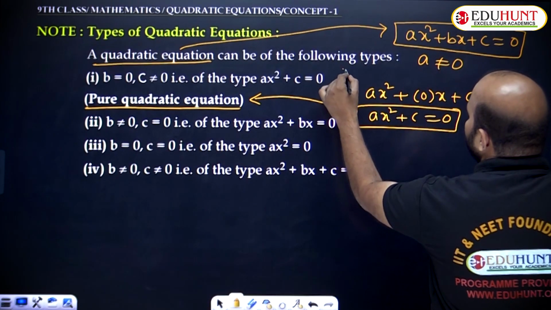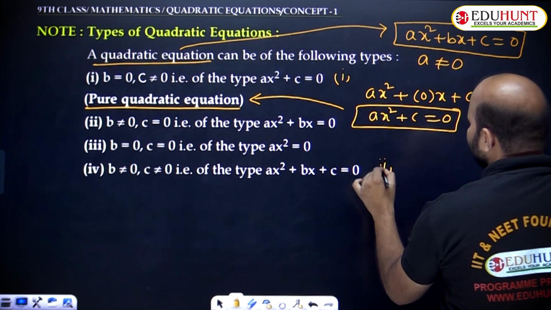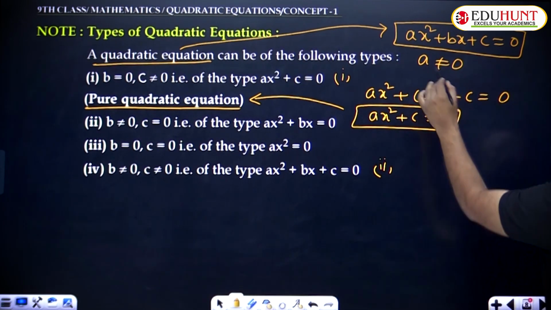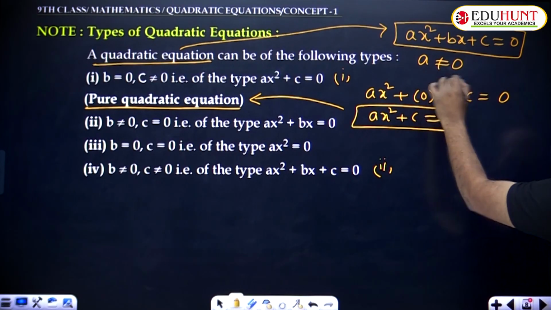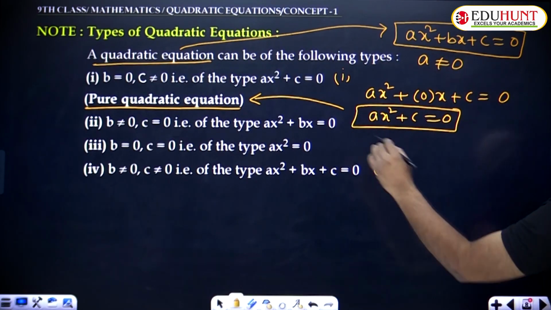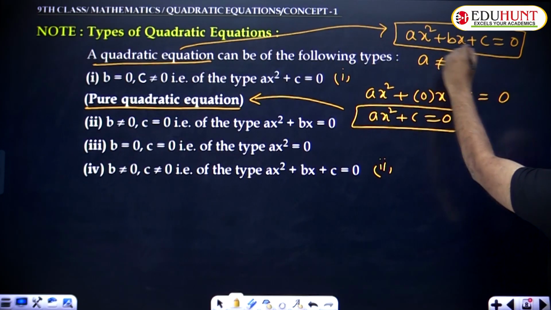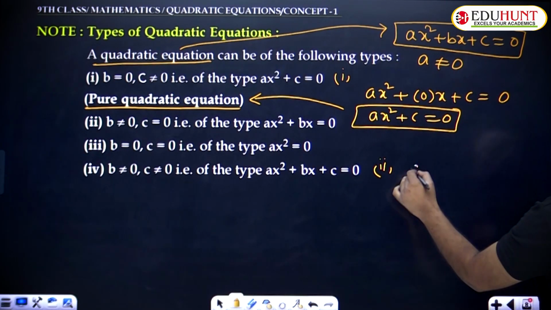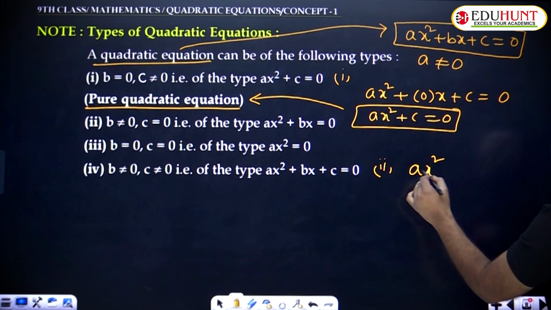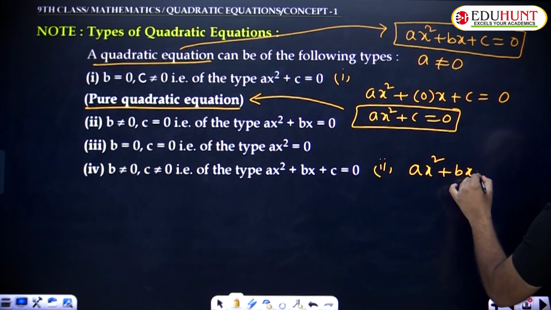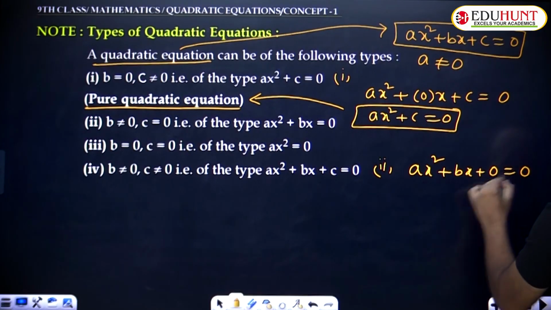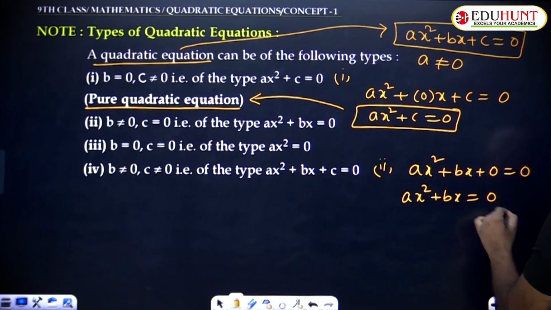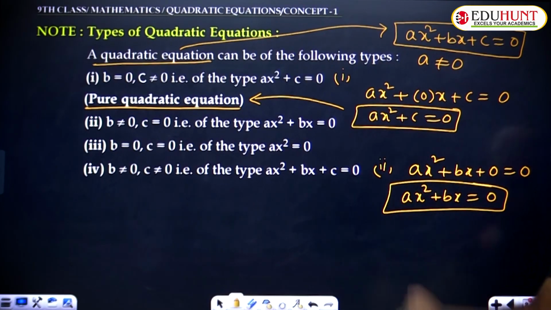So, the first one is over. What is the second one? B not equal to 0, c equals to 0, but before that a not equal to 0, that is the original condition of a quadratic equation. Now the original equation ax square plus bx plus c equal to 0, with c equals 0 given, becomes ax square plus bx plus 0 equals 0, which can also be written ax square plus bx equals 0. Am I clear? So, this is the second condition.